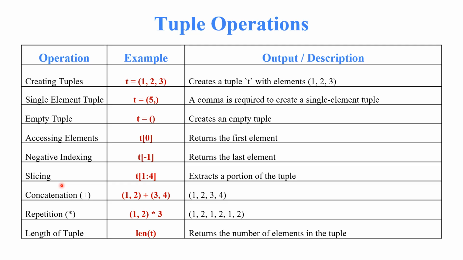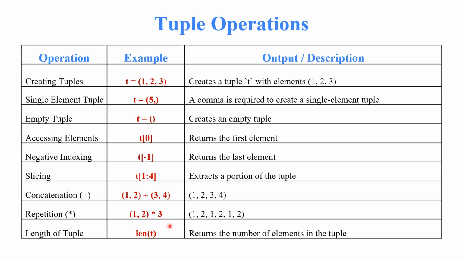When we want to concatenate two tuples, we use the plus operator, which concatenates two tuples and returns a merged output of these two tuples. The repetition operator is used to repeat the tuple the number of times you want.